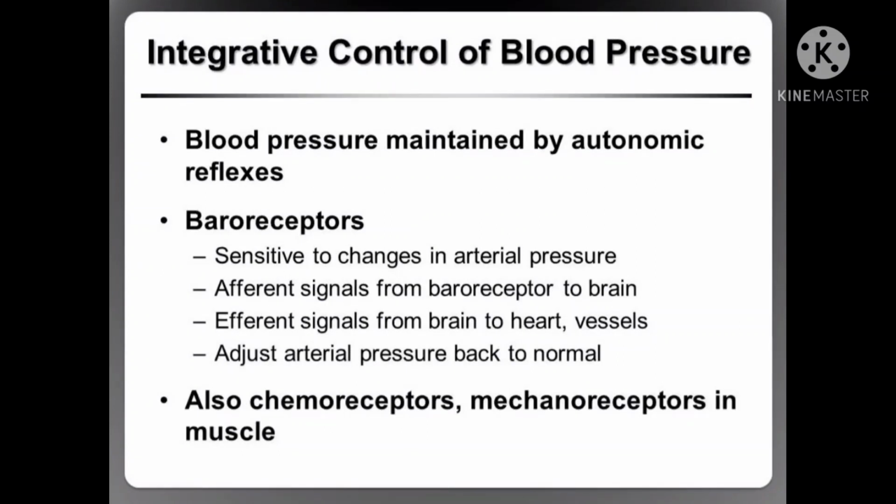Integrative control of blood pressure. Blood pressure is maintained by autonomic reflexes. Baroreceptors, also chemoreceptors, mechanoreceptors, and muscle.